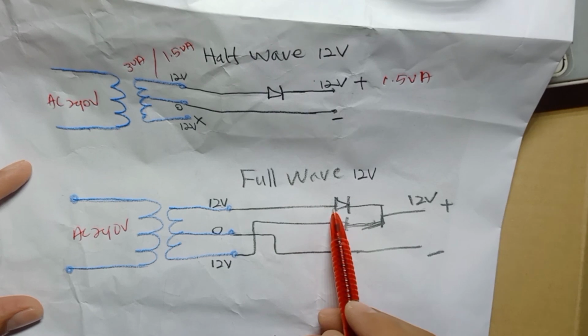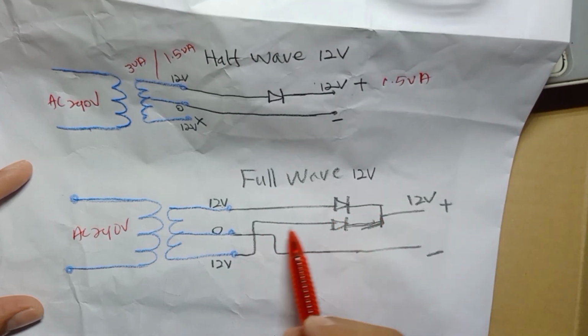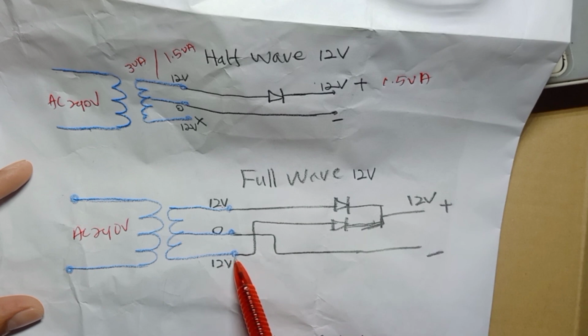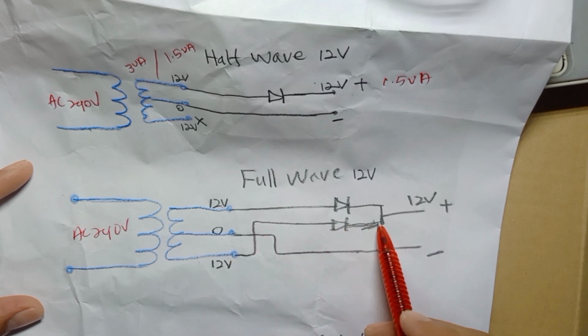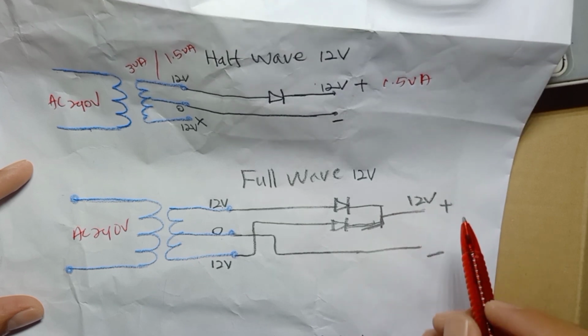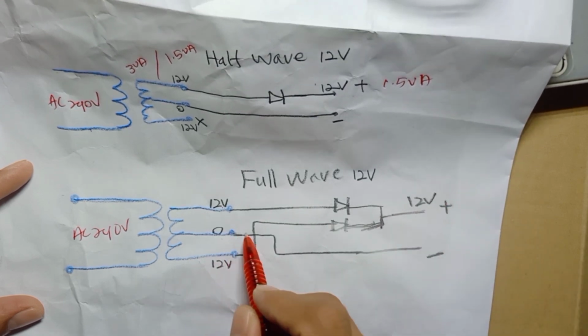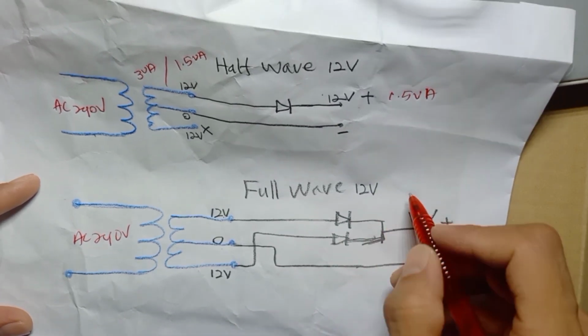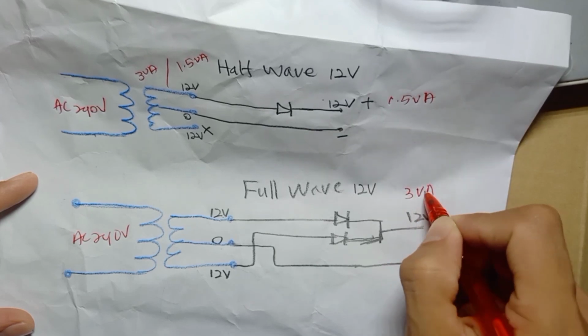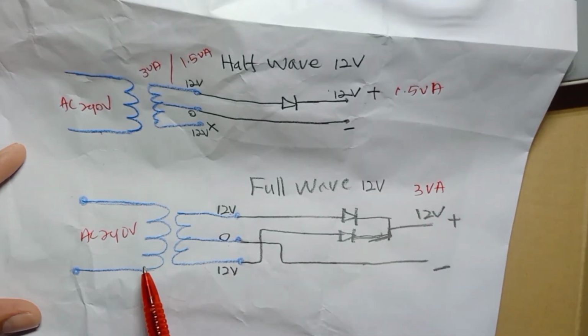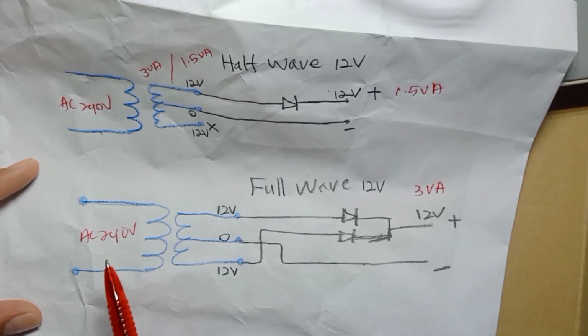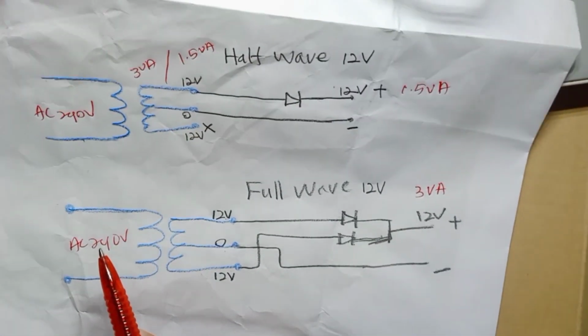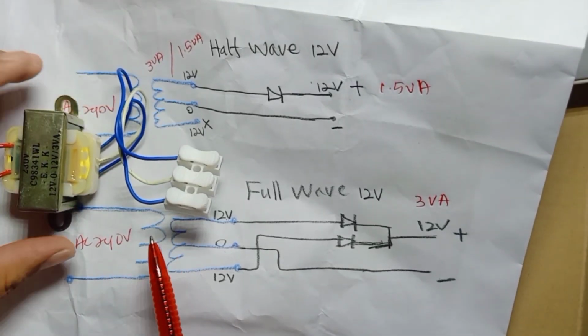So 12 volt goes through the bridge, the diode, and another 12 volt will go through with the diode, and we have output 12 volt, and the 0 is the remainder, which is ground. Then we have full wave 3 VA. So we're using this, which is what the three wire transformer was designed for.